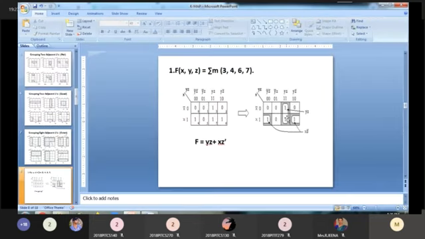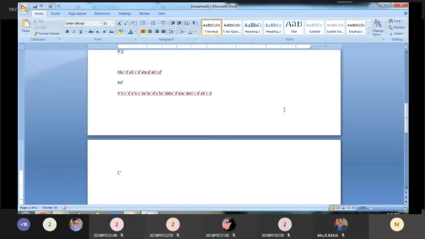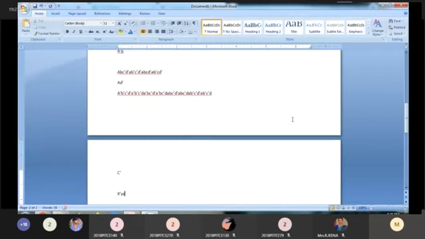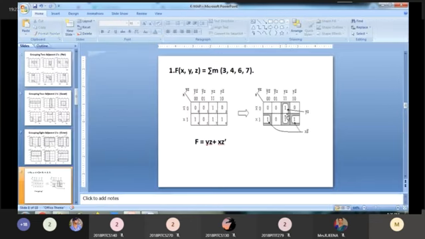What are the variables in this group? X bar, Y, Z. What is the next value? X, Y, Z. So you have the value X bar, Y, Z, and the second value is X, Y, Z.